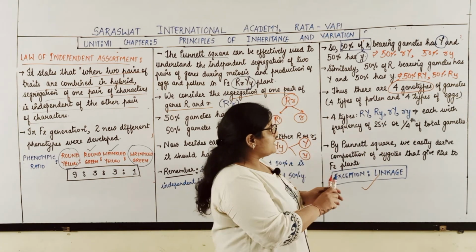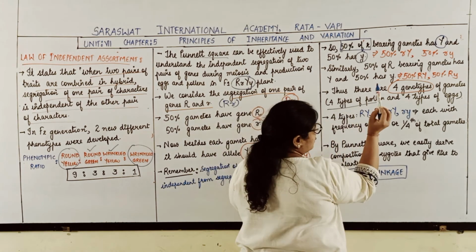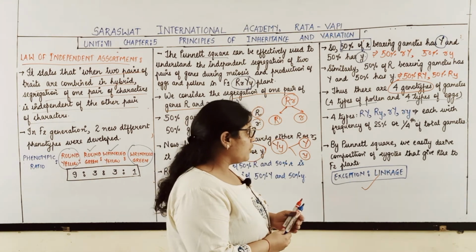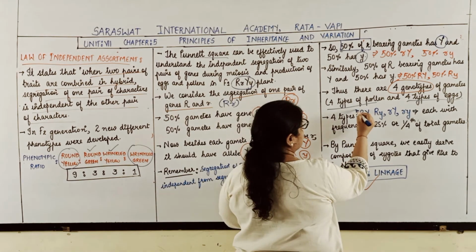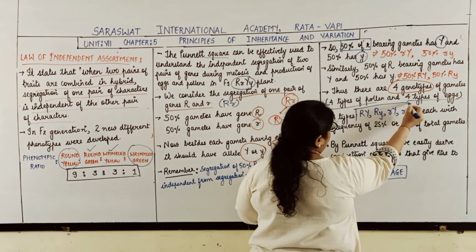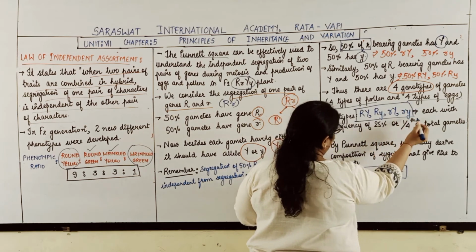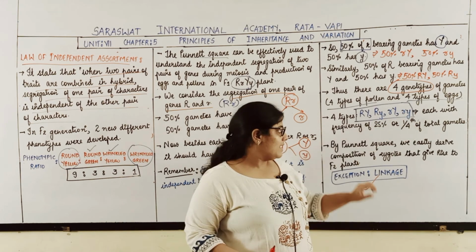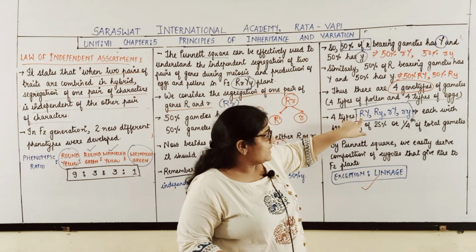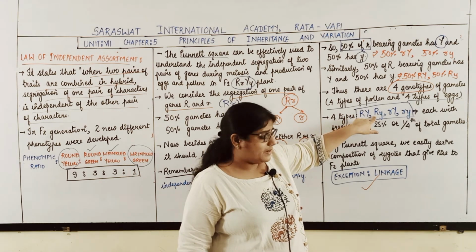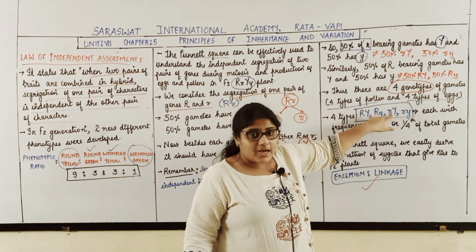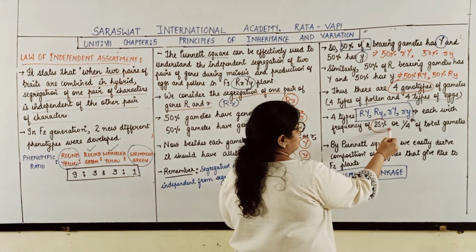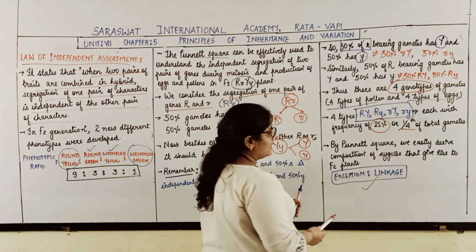So here you can say that 4 different types of pollens and 4 different types of eggs are formed with the genotypes capital R capital Y, capital R small y, then small r capital Y and small r small y. Which are the 4 types of the genotypes? Capital R capital Y, capital R small y, small r capital Y, small r small y, each with a frequency of 25% or 1/4 of the total gametes.